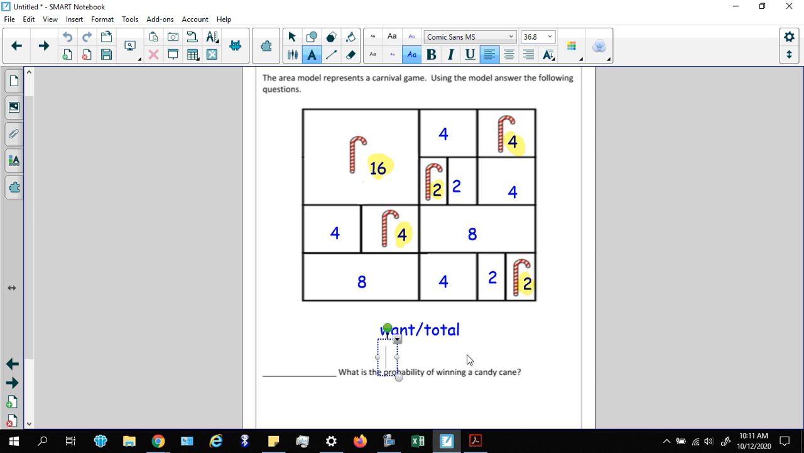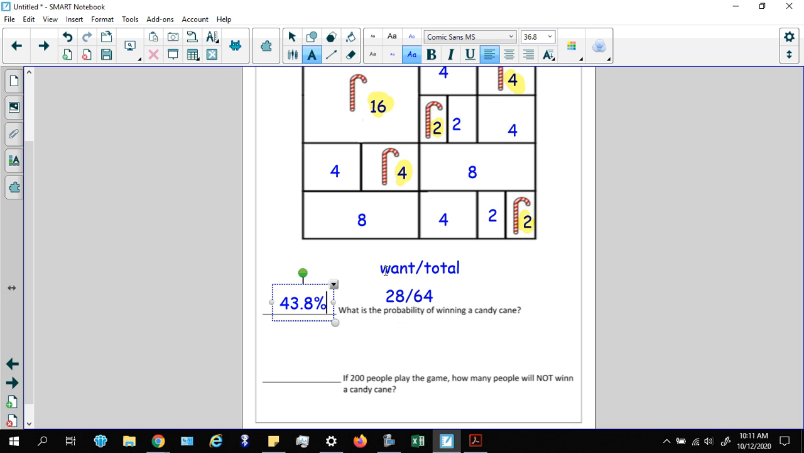So what I want, 28 represents what I want divided by the total. Let's see, the total ends up being, when I add all the pieces up, it gives me 64. So 28 divided by 64 will give me 43.8%. Now, if 200 people play the game, how many people will not win a candy cane?